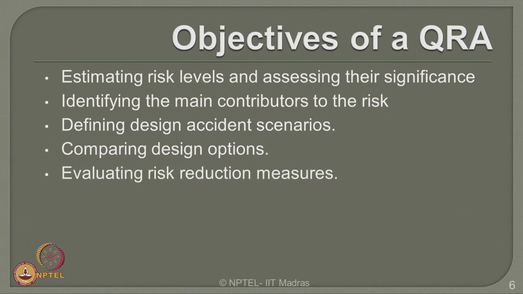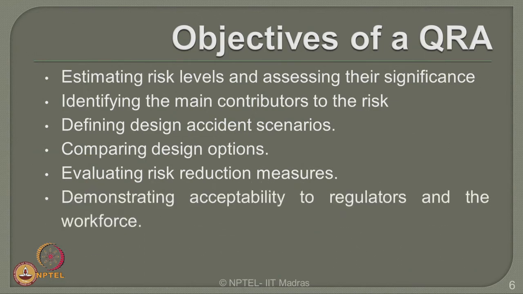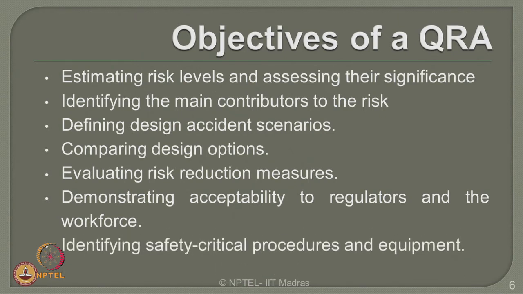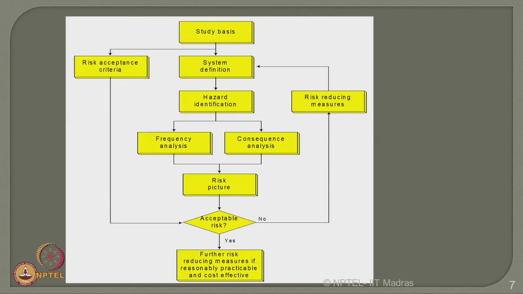Evaluating risk reduction measures is a very important outcome of any QRA. Demonstrating acceptability to regulators and the workforce is a very important and vital responsibility of any oil and gas industry, so that risk in terms of perceived safety is also seen as one of the vital goals. One should be able to identify safety critical procedures and equipment so that risk is mitigated even before a serious catastrophic accident is encountered. It is very important to identify accident precursors so that the economic loss which can result from a perceived accident can be minimized if it cannot be mitigated completely. The flow chart seen on the screen now shows a very important guideline of how QRA can be quantified. Let us look at the study basis.